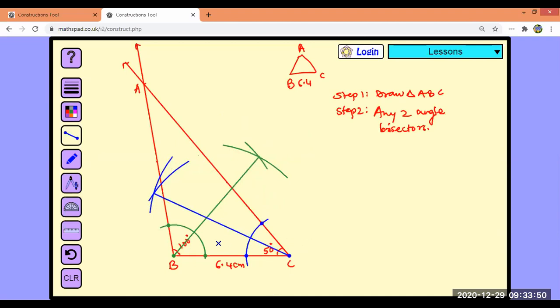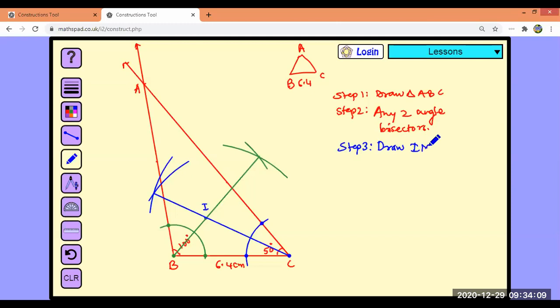Once we get the angle bisectors, what is the next step? Step three. Very important. We have the center now. This point is I, that is the incenter, correct? We have the center, but we need the radius. So how do we get the radius?